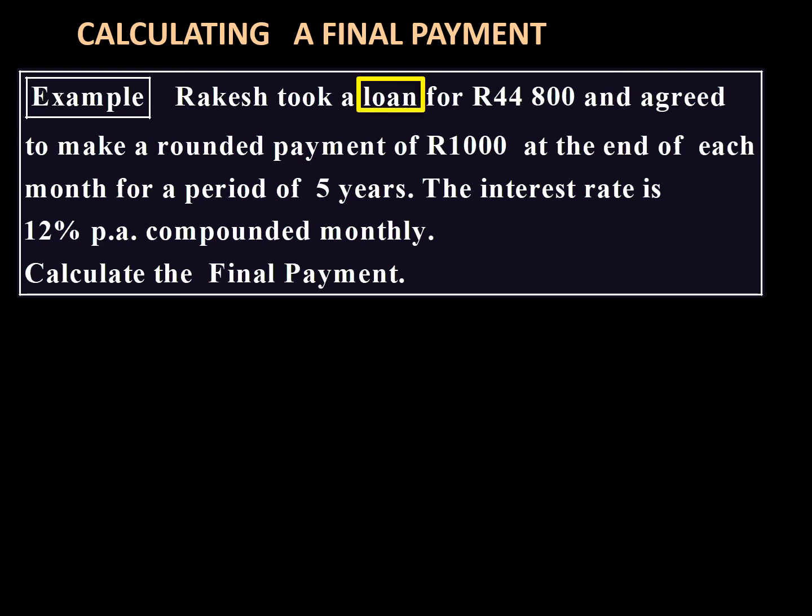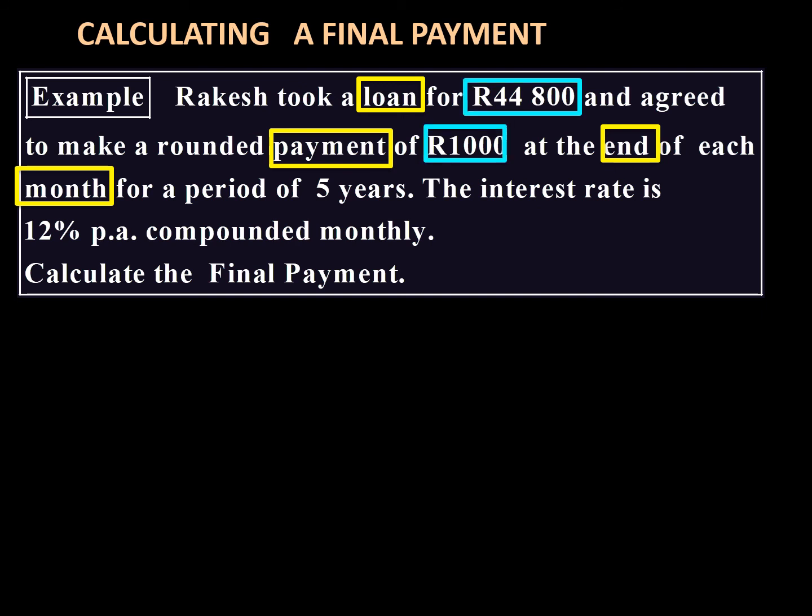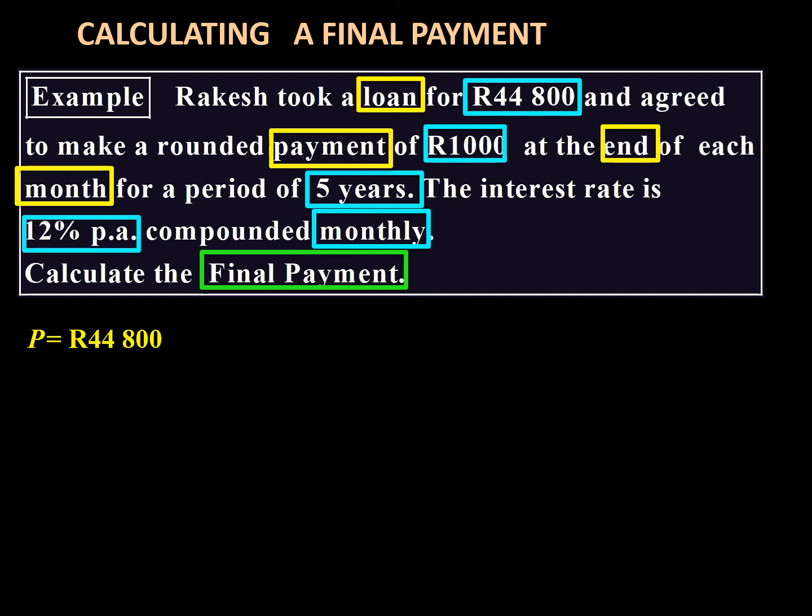So let's consider an example. Let's go back to Rakesh's example. He's got a loan, he pays at the end of each month, making regular payments. The loan is 44,800, the payments are 1,000 rand, at 12% over 5 years, compounded monthly. And we want to calculate his final payment. So we know the loan amount is 44,800. The regular payment is 1,000 rand. He's supposed to make a total of 5 years times 12, which is 60 payments, and the interest rate is 12% per annum.